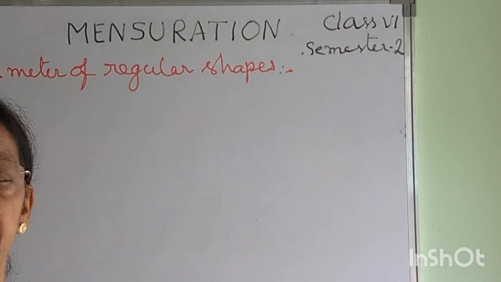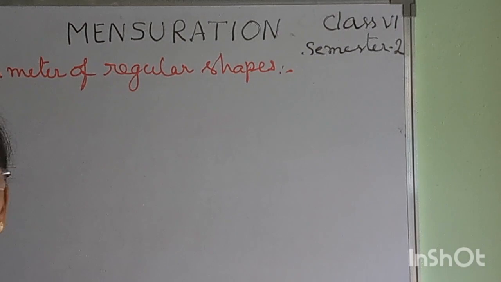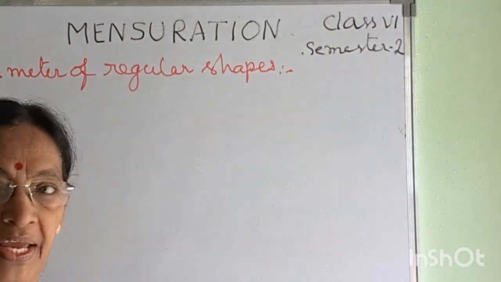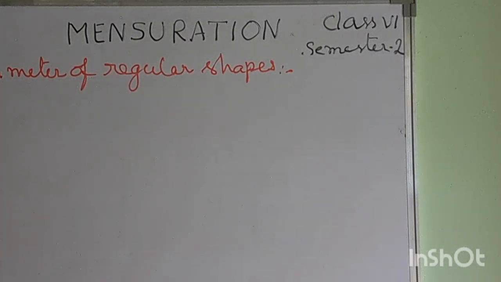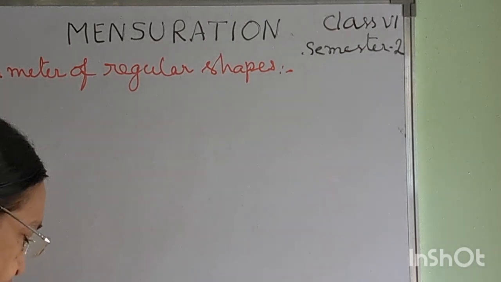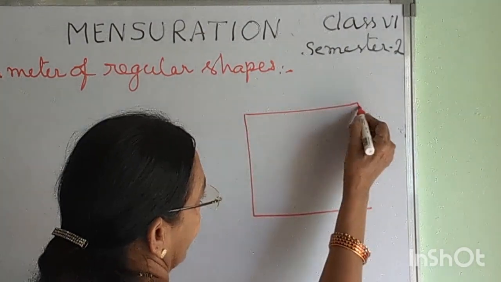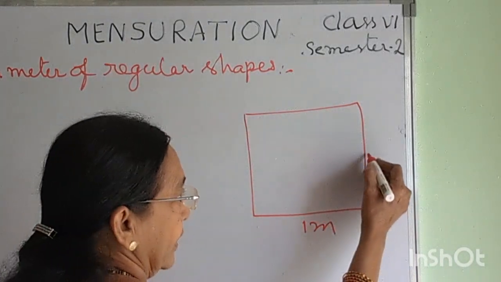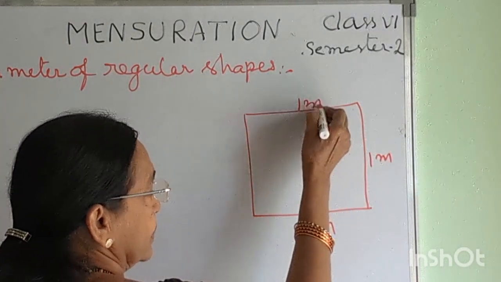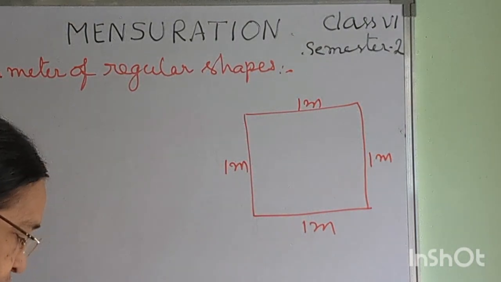Next we will see the perimeter of regular shapes. Regular shapes means rectangle, square, triangle, hexagon, pentagon, etc. So here Viswas wants to put colored tape all around a square picture of side 1 meter as shown. In a square, all the sides are equal. So all the sides are equal. It is called a square.